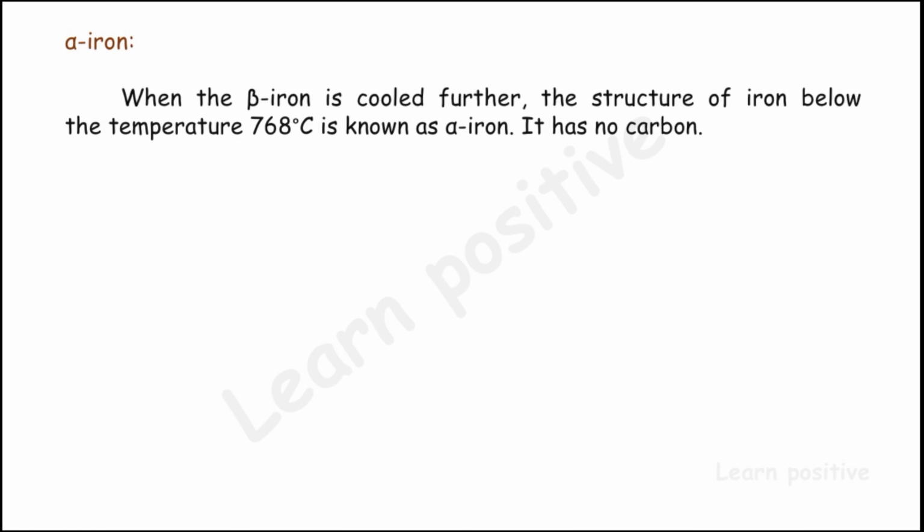So next, the last one is alpha iron. In this alpha iron, it is cooled further than the beta iron, the structure changes, and the temperature is below 768 degrees Celsius. It is said to be the alpha iron and it has no carbon, so it becomes steel.